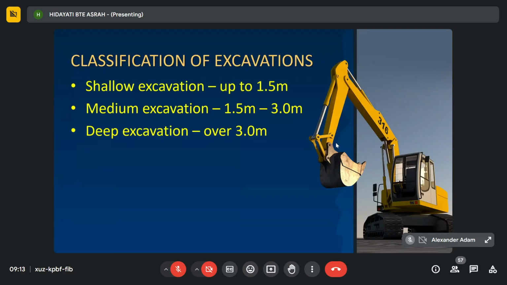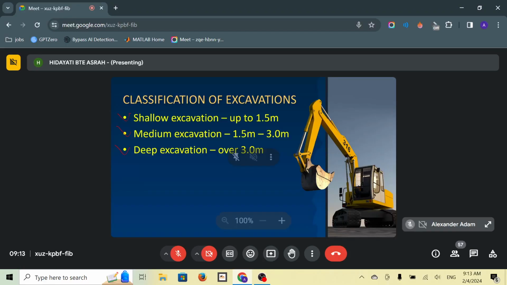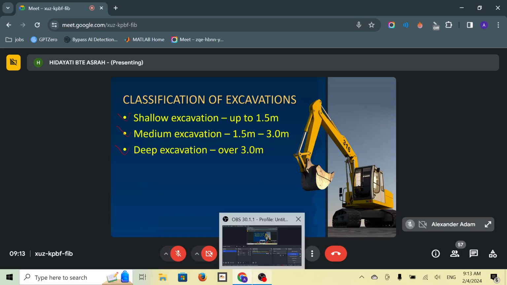Excavation can be classified into three types. The first one is shallow excavation, where the depth of excavation is up to 1.5 meters. Then we have medium excavation, where the depth of the trench is 1.5 to 3 meters. And for deep excavation, the depth is more than 3 meters. So these are the three classifications of excavation, depending on the depth: up to 1.5, 1.5 to 3, and more than 3 meters.